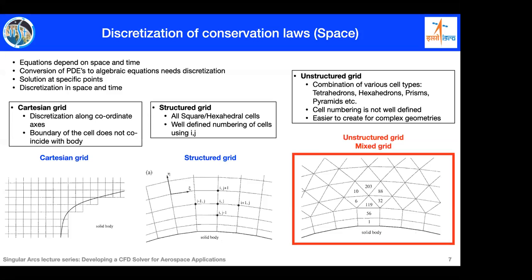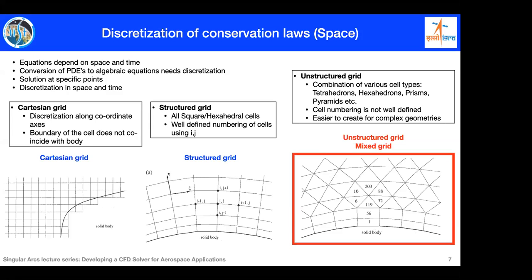The only disadvantage with this is that the body will not exactly conform with the boundaries of the small volumes, as shown in the first figure, but still it is used, and solvers exist which use this mesh and get the solution. Another is the structured grid, where you are making rectangular or, in 3D, hexahedral cells around a body. They are wrapped around the body and have a definite structure. If you know a cell's i, j address, you can very easily get your neighbor cell's addresses. Because it has a very well defined structure, it is a structured grid.